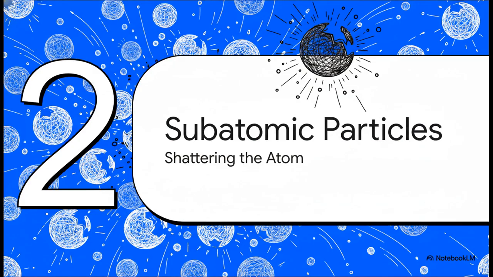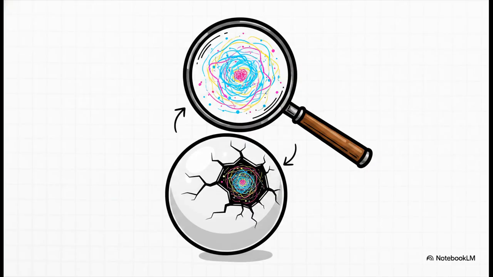Section 2, Discovering subatomic particles. This brings us to a major turning point, where Dalton's idea of the solid, indivisible atom gets completely turned on its head. This was the exact mystery scientists faced in the late 1800s. I want you to just think about this question for a second. If matter is composed of atoms, what are atoms composed of? Are they truly the absolute smallest particles in the universe, or is there something hiding inside them?